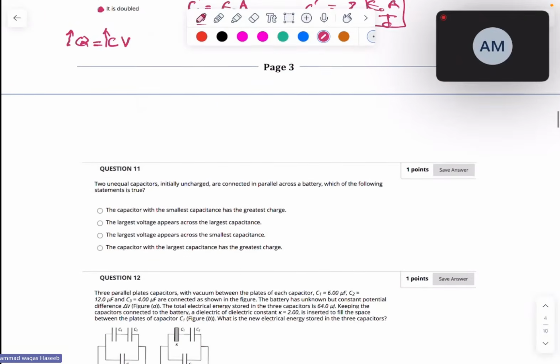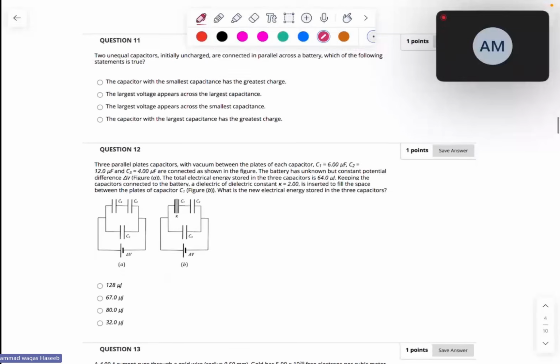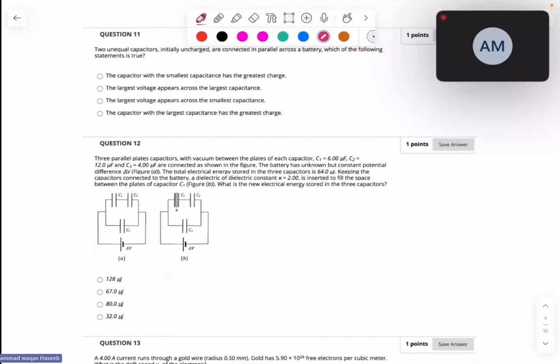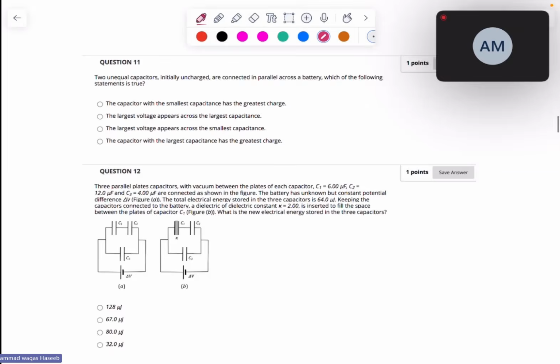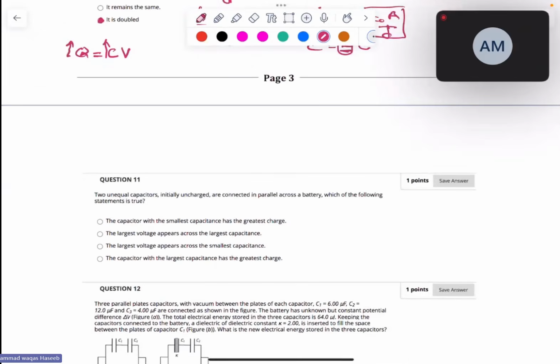Okay. Now the question is 12. No, question 11. Question 11 is: two unequal capacitors, initially uncharged, are connected in parallel across a battery. Which of the following statements is true?